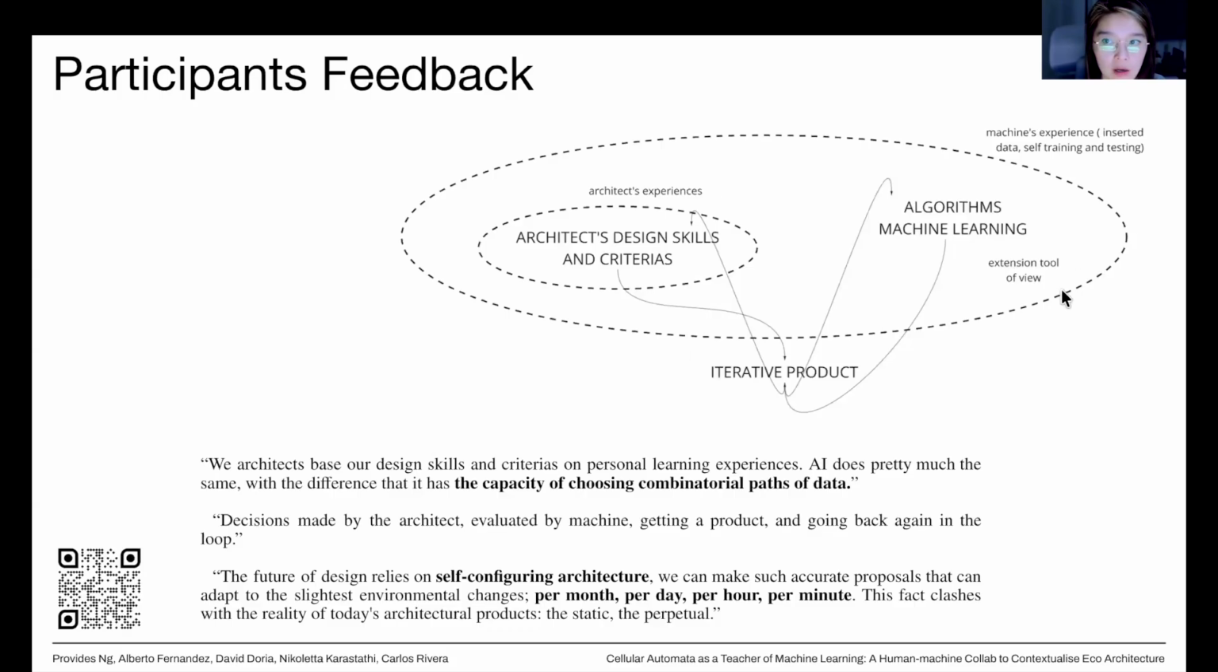This was actually one of the diagrams that Carlos also reflected on, how the role of the architect changes by combining paths of data, that the architecture is self-configuring because of the vast amount of data. It can reconfigure itself every month, every day, every hour, every minute. So what is the role of the architect in that process?